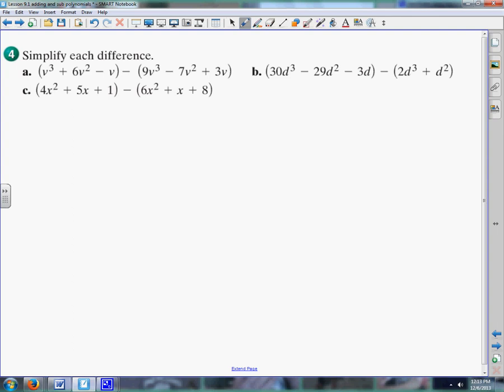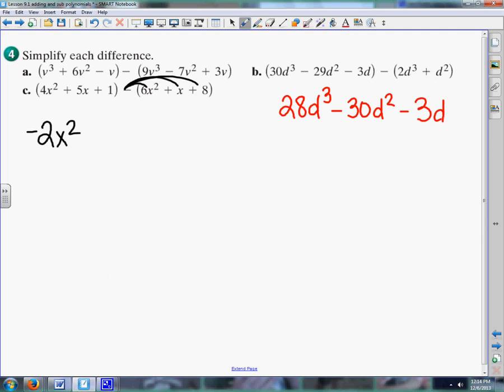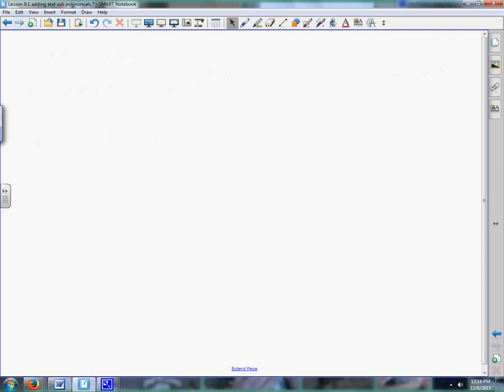So for B, I have 30d cubed minus 2d cubed, so that's 28d cubed. Negative 29d squared minus d squared is negative 30d squared minus 3d. And then C, I have 4x squared minus 6x squared is negative 2x squared. Sometimes if you need to draw these, just to remind you, because I forget. 5x minus x is 4x. And then 1 minus 8 is negative 7. All right, that's it for your note.